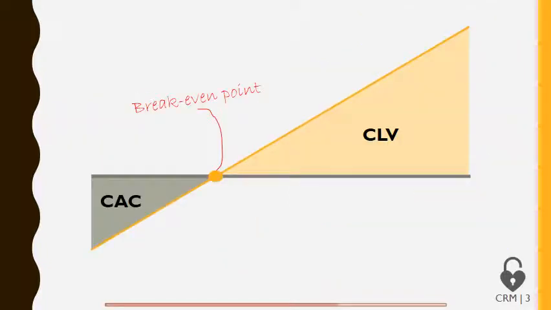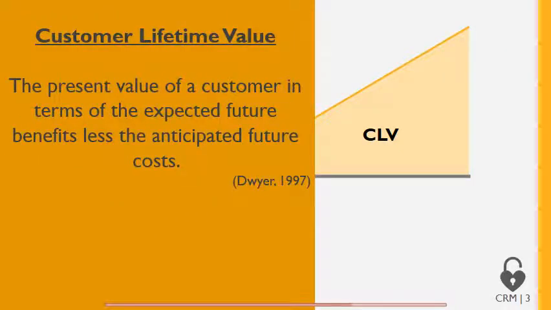So let's look again at that model where we had the cost of acquisition of customers and customer lifetime value, now that we've appreciated the customer relationship life cycle. Customer lifetime value is all about understanding the present value of a customer in terms of both its expected future benefits minus its anticipated future costs. So this is really at the heart of the CRM concept. It's about moving beyond one-off transactions and appreciating the wider idea of long-term customer profitability.